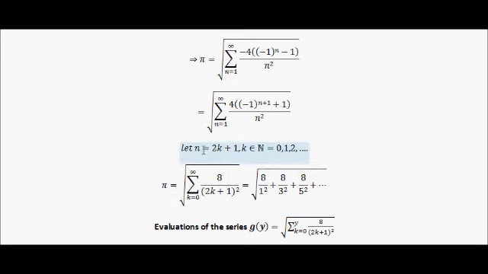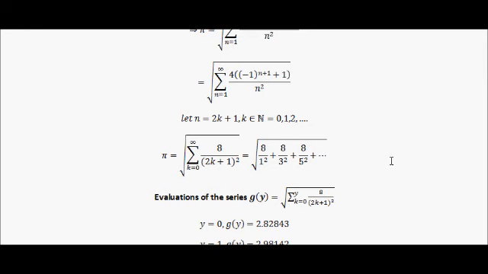And then the bottom term is even easier to understand. That's just my substitution, n equals 2k plus 1, so I just substituted that into there, squared like that. So here is my result, which I have proved. Pi equals square root, sum from k equals 0 to infinity, of 8 over (2k plus 1) squared, which is square root of 8 over 1 squared, plus 8 over 3 squared, plus 8 over 5 squared, and so on.